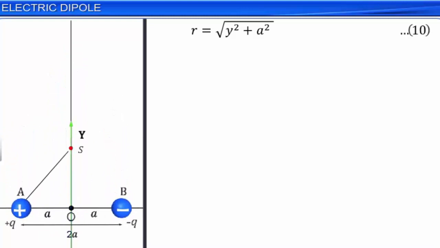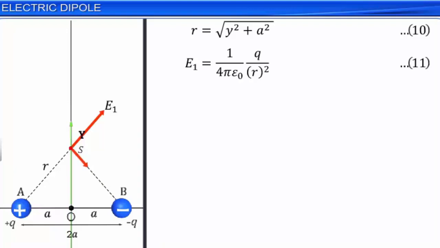At the point S, the positive charge creates an electric field of magnitude E1 is equal to 1 by 4 pi epsilon naught into q by r square. Let this be equation 11. Electric field strength E1 is directed away from the positive charge and acts along the line joining the charge plus q and the point S as shown.